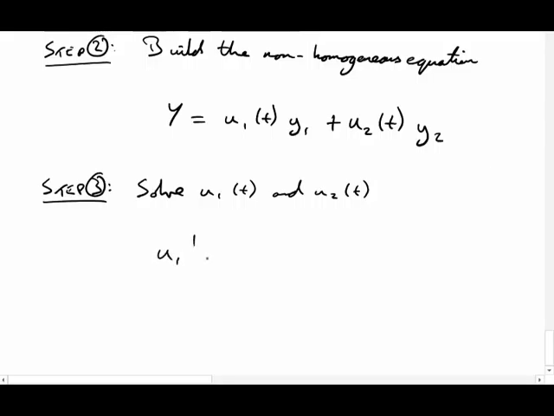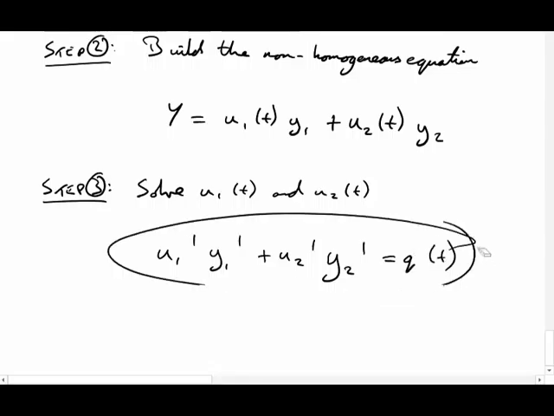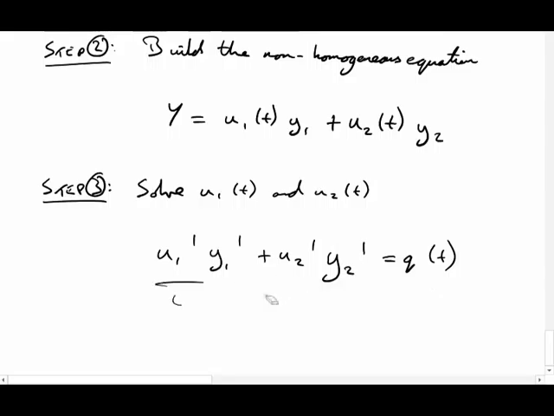So u1 dash times y1 dash plus u2 dash times y2 dash equals q(t). But that's not good enough to solve for u1 and u2 alone, so you need to impose another condition. The other condition is that u1 dash times y1 plus u2 dash times y2 has to be equal to 0.